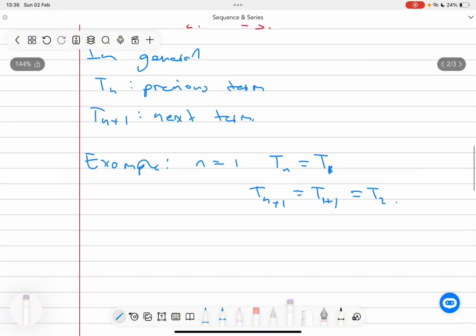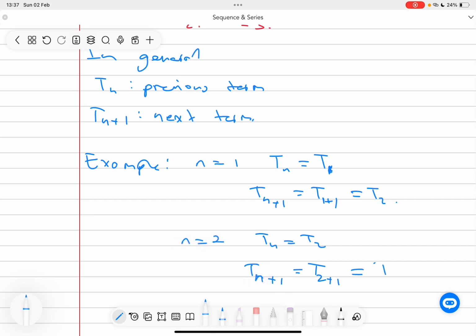We can extend this example by looking at other values of n. Let's say n is equal to 2. Remember, n is allowed to be any of the natural numbers. I can take a 2, for instance, so that now Tn is equal to T2. In other words, when n is equal to 2, I'm looking at the second term. But when I take Tn plus 1, I'm going to have 2 plus 1 at the bottom, because we are saying that n is equal to 2. And this will simplify to T3, so that when you add a 2 and a 1, you get a 3.